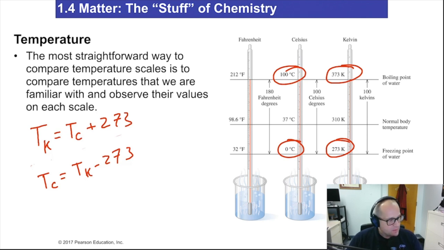Very, very simple. But keep that in mind. They're based on two different phenomena. Celsius is based on the freezing and the boiling point of water, where Kelvin is based on the absolute zero, which is the coldest theoretically achievable temperature in the universe. Now, I've said that three or four times. It might be on the exam.